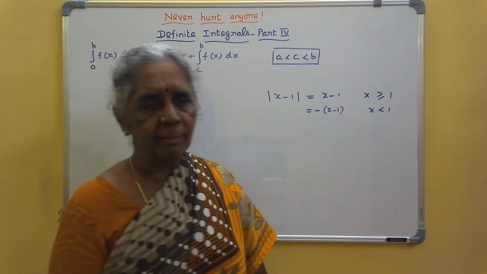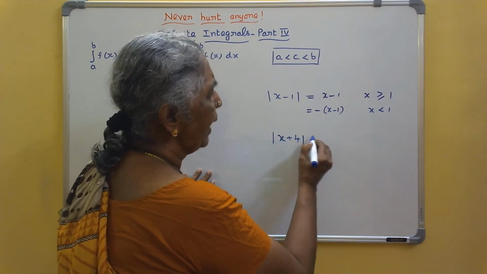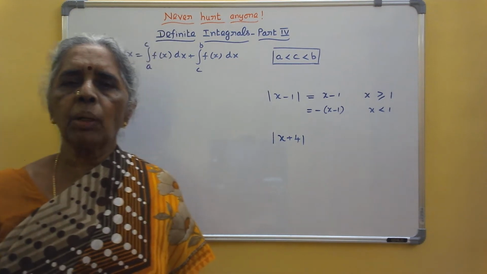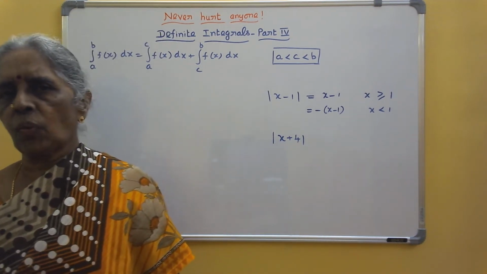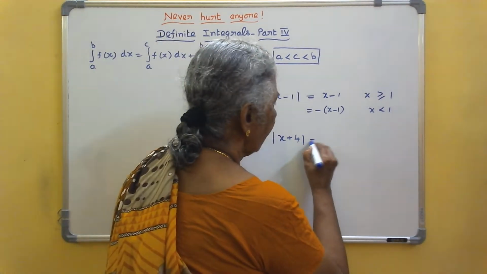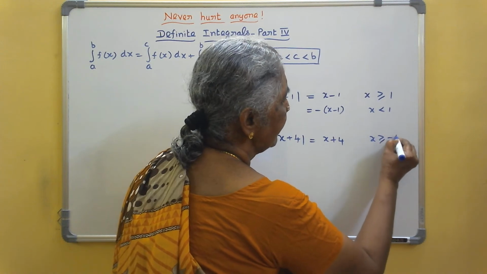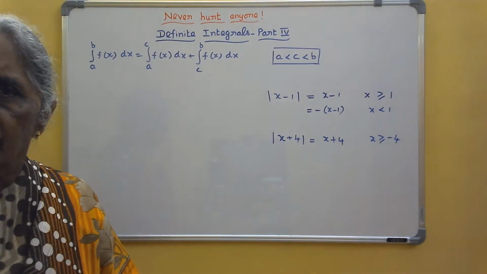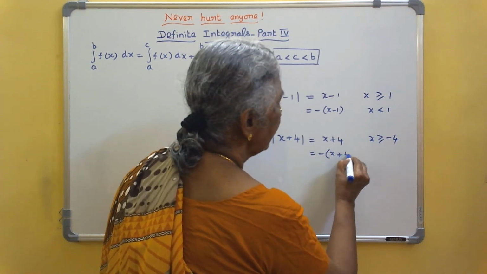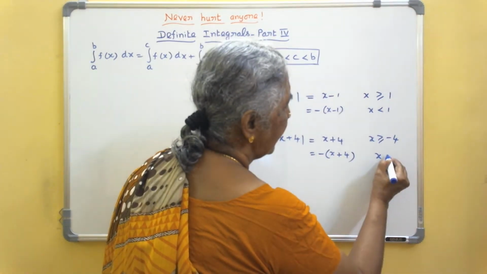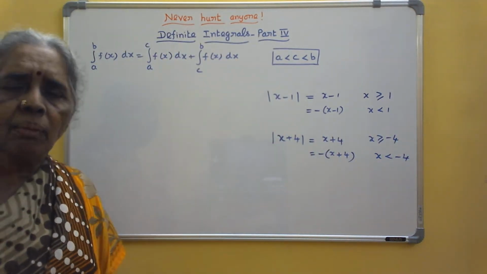Let me give you one more example. You consider mod x plus 4. Equate what is within the modulus to 0. What do you get for x? x is equal to minus 4. So now you can write this is equal to x plus 4 when x is greater than or equal to minus 4, right? This mod function will be equal to minus of x plus 4 when x is lesser than minus 4. Is this clear?